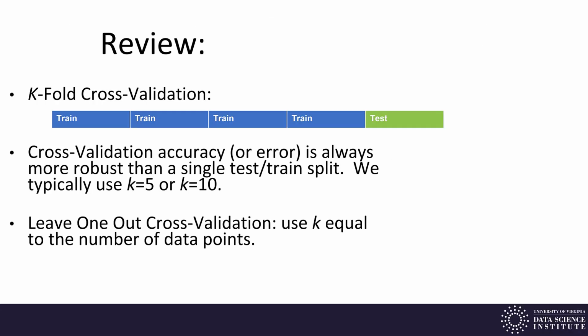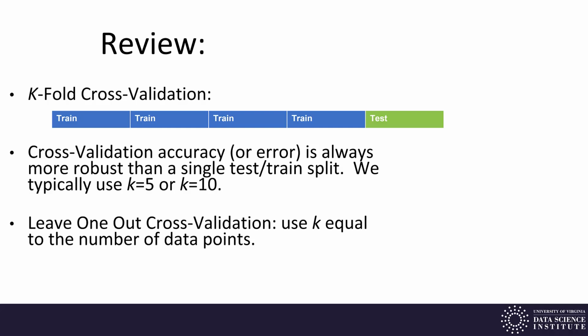So in review, we've talked about k-fold cross-validation. A good way to remember k-fold cross-validation is from this diagram right here, showing splitting our data into 5 subsets and then testing on one and training on the other. And of course, we iterate through each of those subsets being the test data set. And we've talked about how cross-validation accuracy or error is always more robust than a single test-train split. And typically, we use k equals 5 or k equals 10.